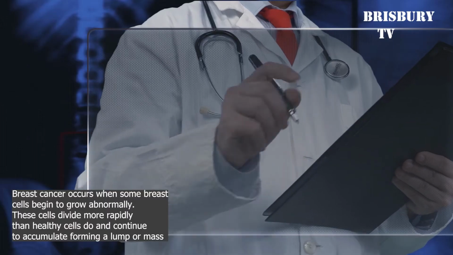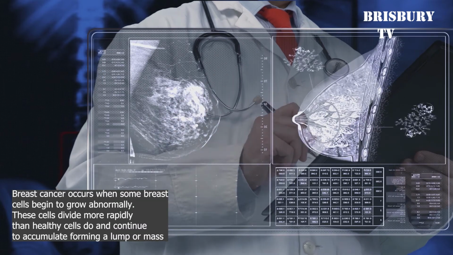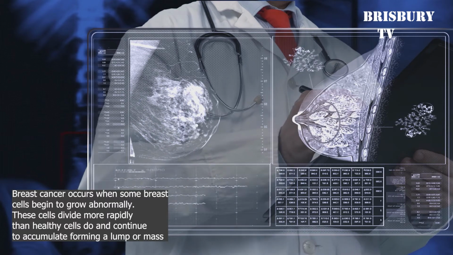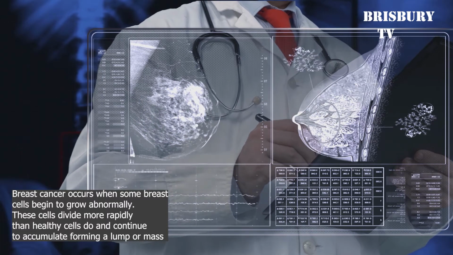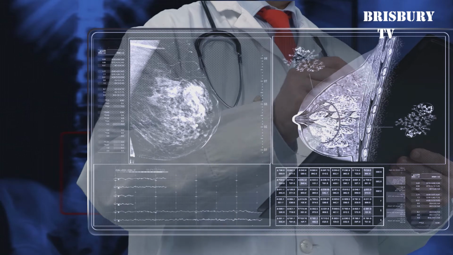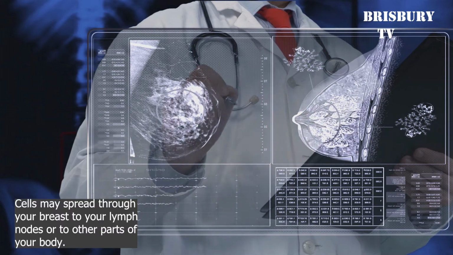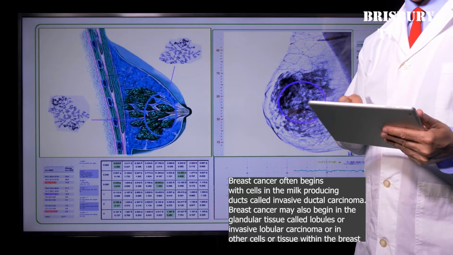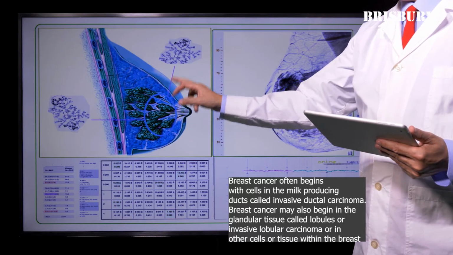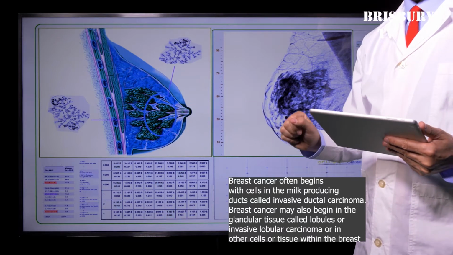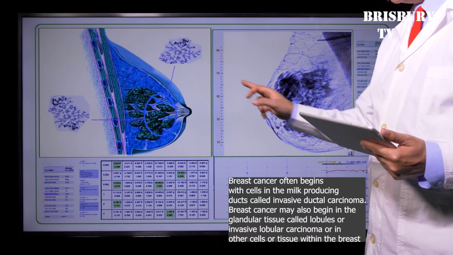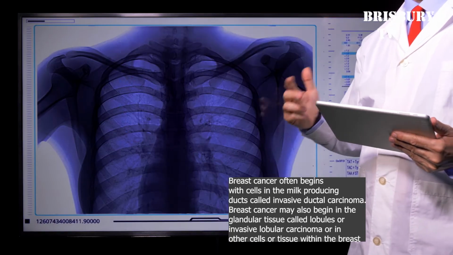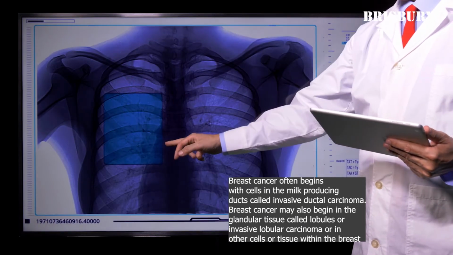Causes: breast cancer occurs when some breast cells begin to grow abnormally. These cells divide more rapidly than healthy cells do and continue to accumulate, forming a lump or mass. Cells may spread through your breast to your lymph nodes or to other parts of your body. Breast cancer most often begins with cells in the milk-producing ducts, called invasive ductal carcinoma. Breast cancer may also begin in the glandular tissue called lobules, or invasive lobular carcinoma, or in other cells or tissue within the breast.